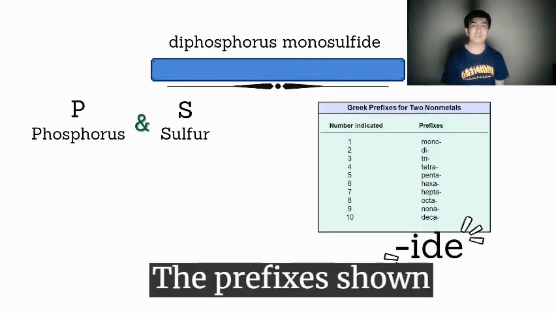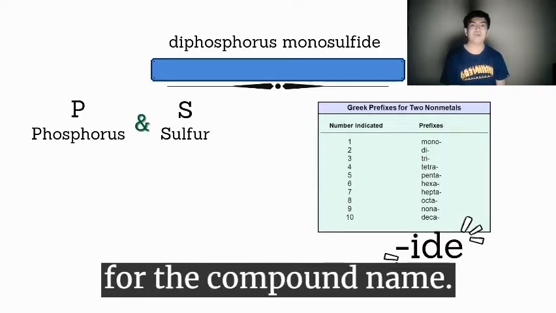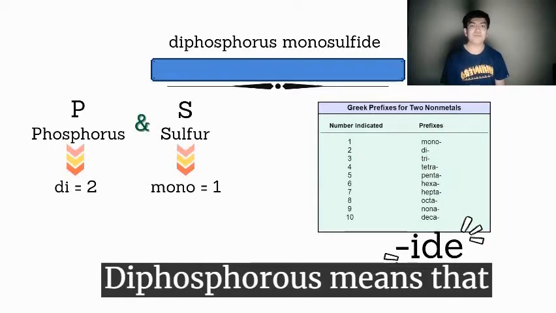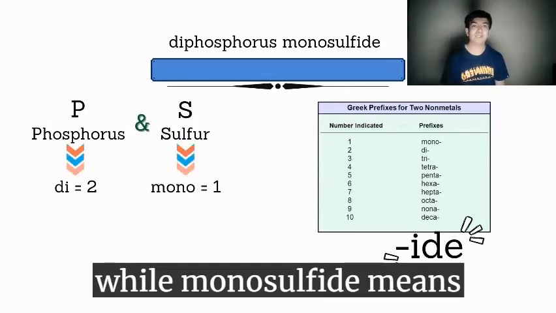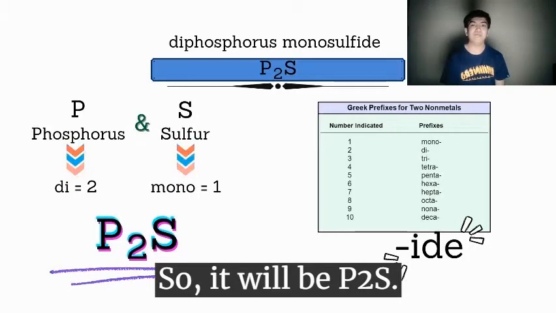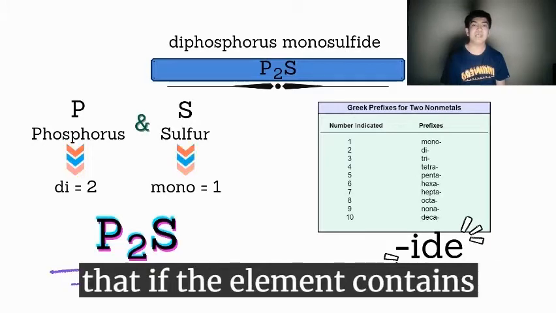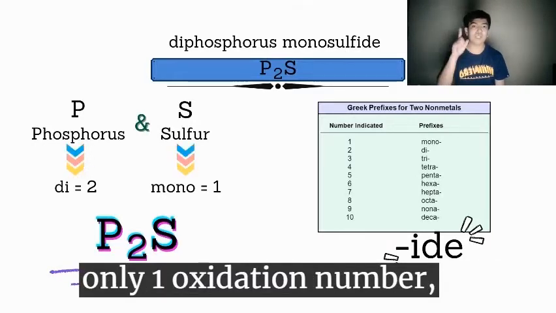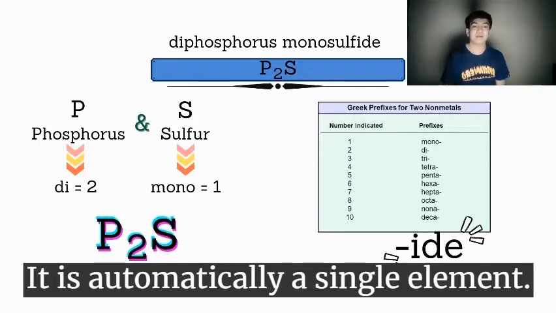The prefixes shown on the right side of the slide will serve as the guide for getting the formula from the compound name. Diphosphorus means that phosphorus has two atoms, while monosulfide means that sulfur has one atom. So it will be P2S. We should also remember that if the element has only one atom, we don't need to put the number 1. It is automatically a single element.